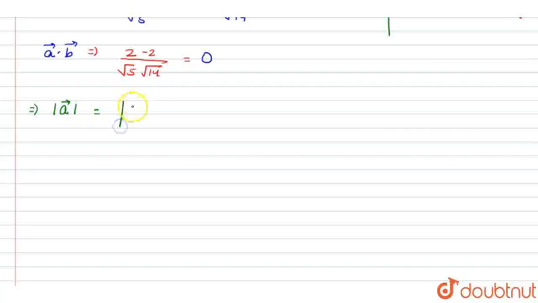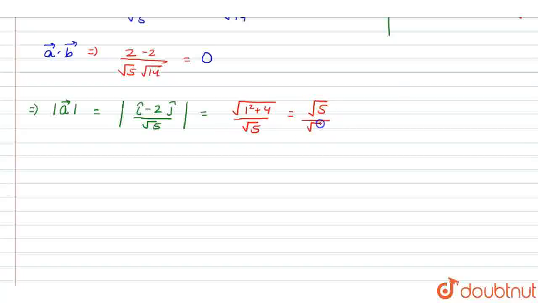Now we have to find the value of the magnitude of a vector. The value of a vector is i cap minus 2j cap divided by under root 5. We solve this magnitude: under root 1 square plus 2 square, which means 4, and in the denominator under root 5. Solving this we get under root 5 divided by under root 5, and the under root 5 cancels out. So the magnitude of a vector is equal to 1. If we square this magnitude, this value is also equal to 1.